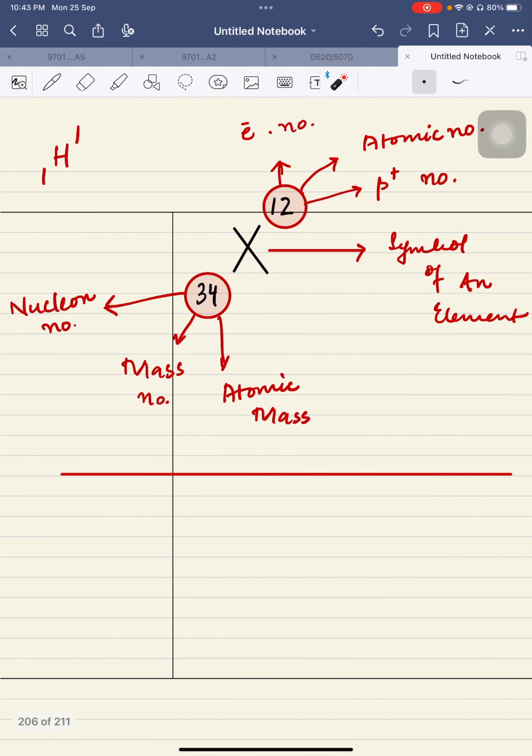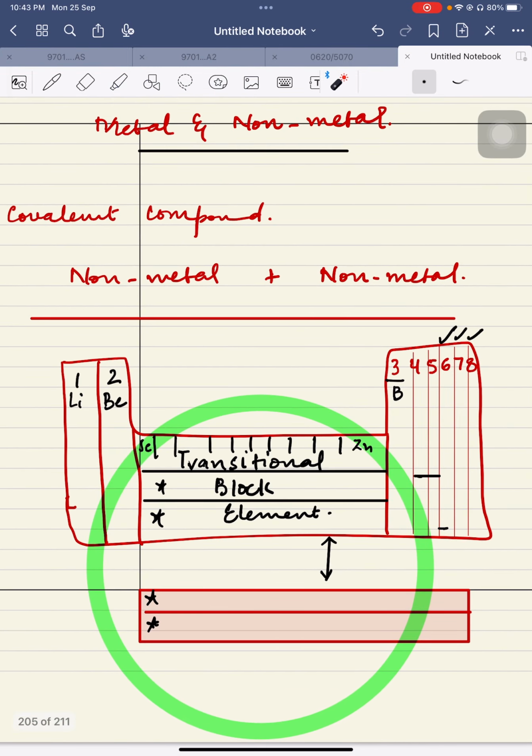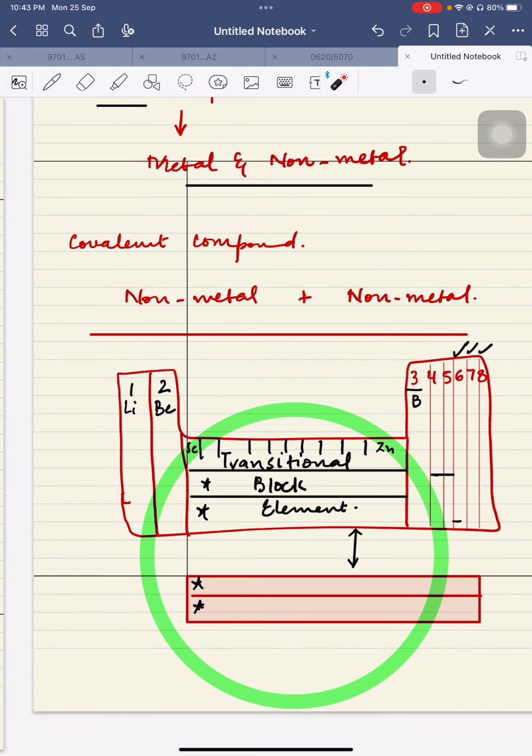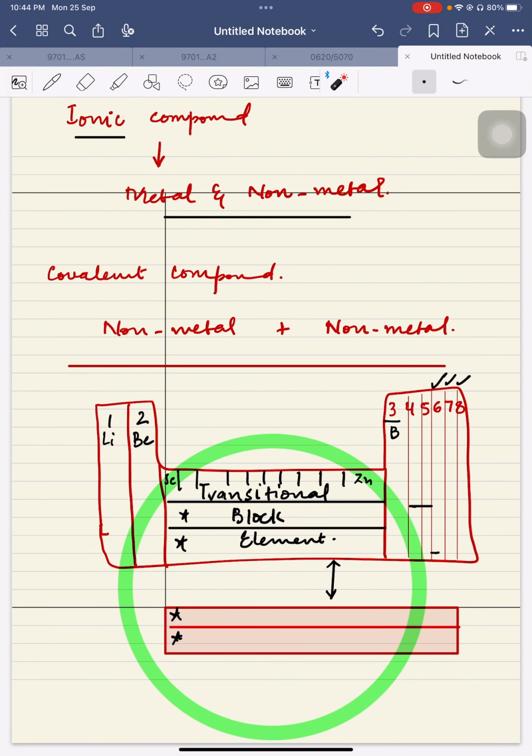Now I am telling you, before moving ahead, where the metals are in the periodic table and where the non-metals are. Group number one is purely metals. Group number two, purely metals. Transition block elements, purely metals. Group number three, purely metals. If we look at group number six, seven, and eight, these are purely non-metals. All the elements in group number six, seven, and eight are purely non-metals.